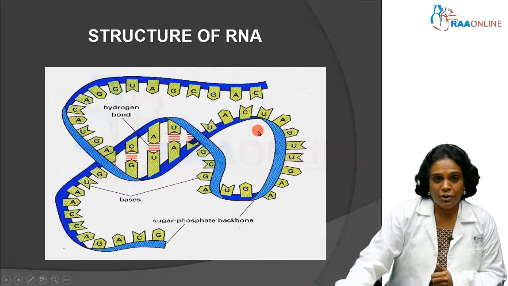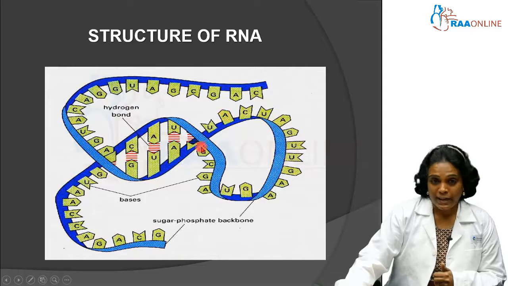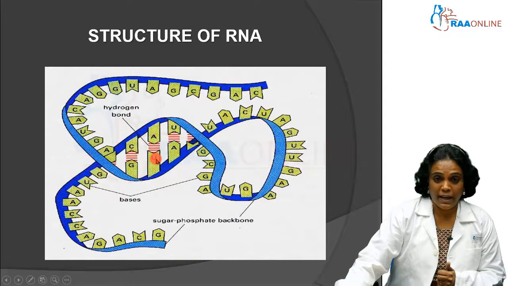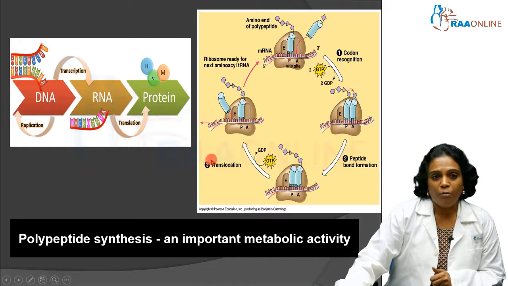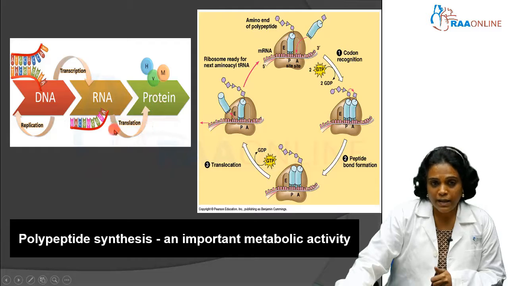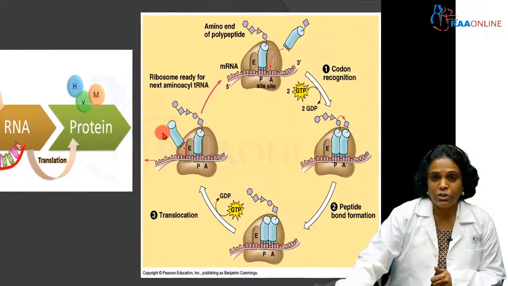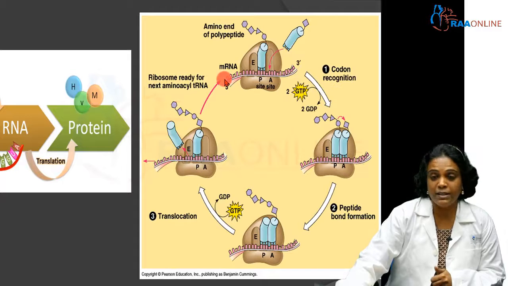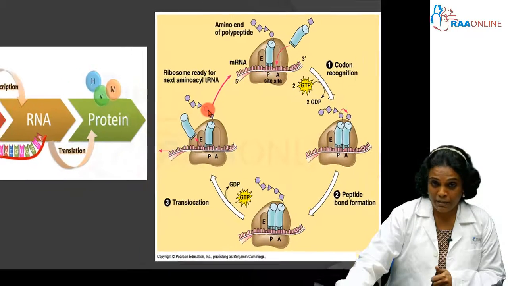Now coming to the structure of RNA. RNA is single-stranded, and instead of thymine, we have uracil in its place, and there are 3 types of RNA: messenger RNA, tRNA, and rRNA. Now we all know about the central dogma of molecular biology, where DNA is transcribed to RNA and RNA is translated to proteins. When you take this translation process, it has 4 steps. First is initiation, the second is elongation, then translocation, and then termination.